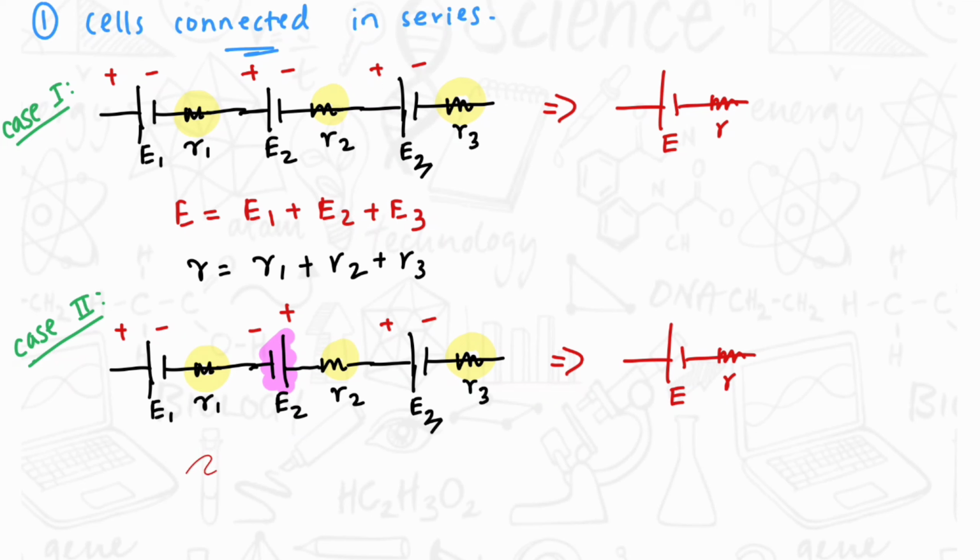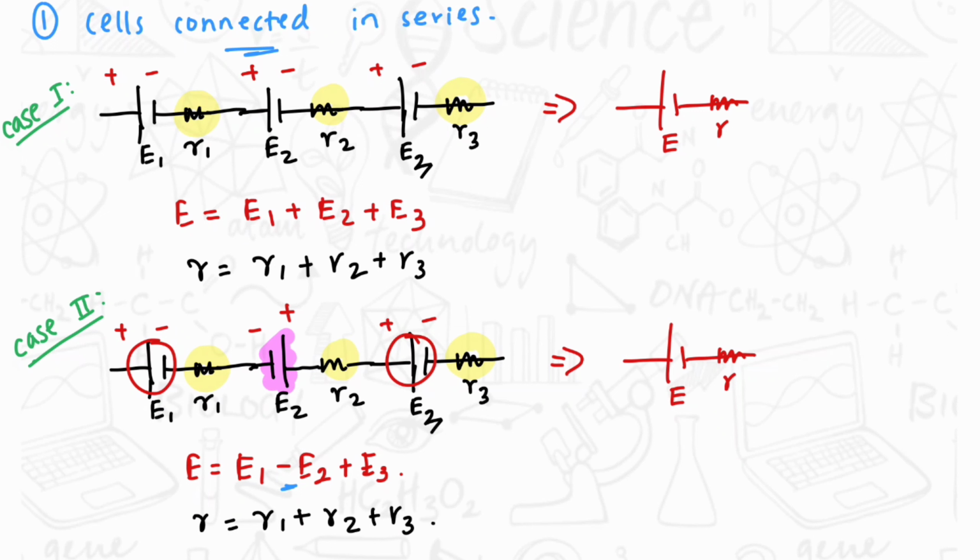Now, if we take the resultant EMF value, it will be E1 minus E2 plus E3, since it is opposite to the connection of the other two cells, the EMF value will be subtracted. But it won't change the value of R. R will be R1 plus R2 plus R3.